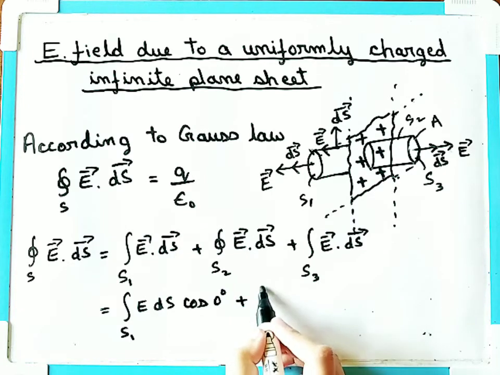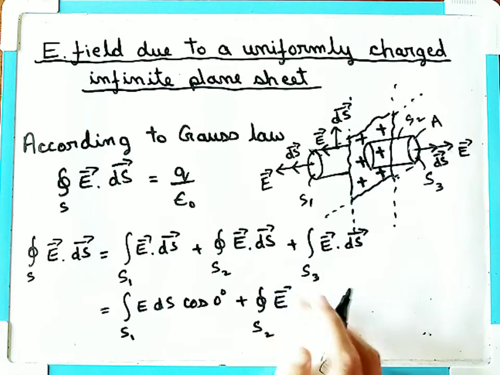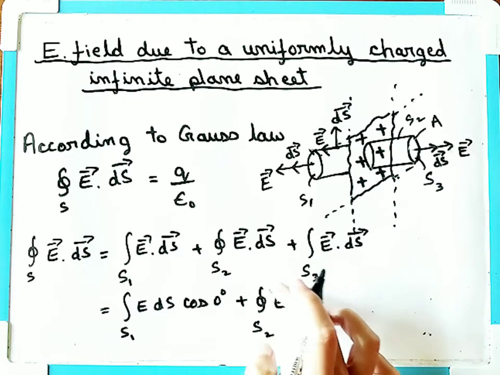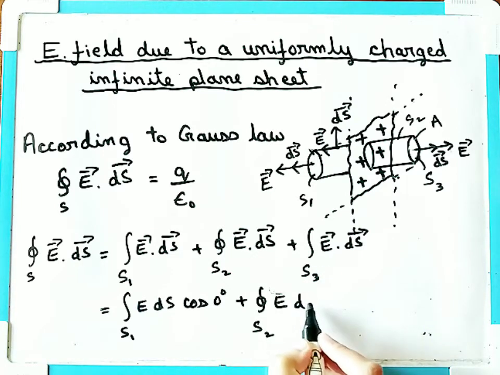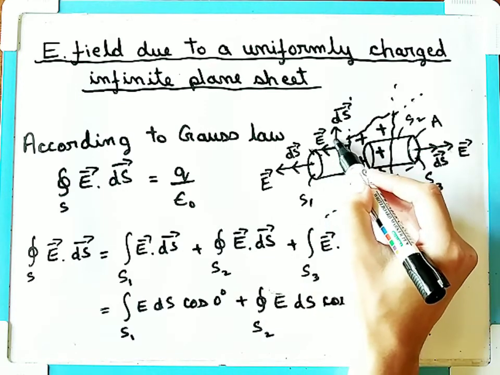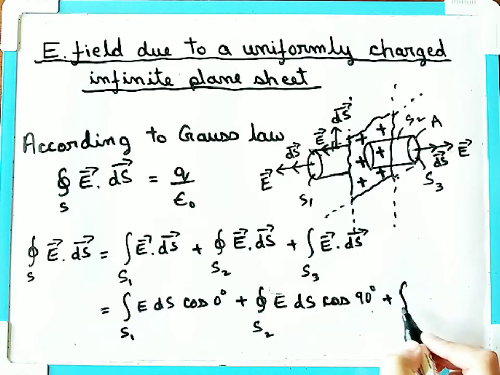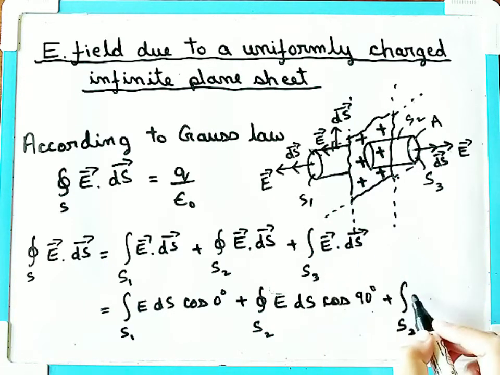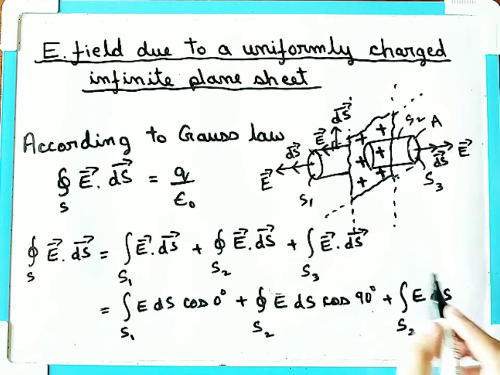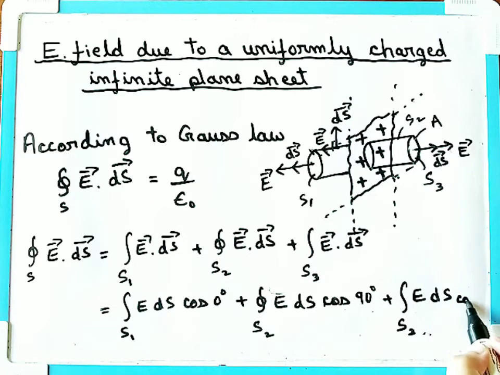Then plus, now the dot product here, oh no, sorry. So you have E ds cos of, what is the angle for the surface S2? 90 degrees. Then plus, for S3, E dot ds, this will give you E ds, what is the angle between them? You can see it's in the same direction, so cos of 0 degrees. So cos of 0 is equal to 1.